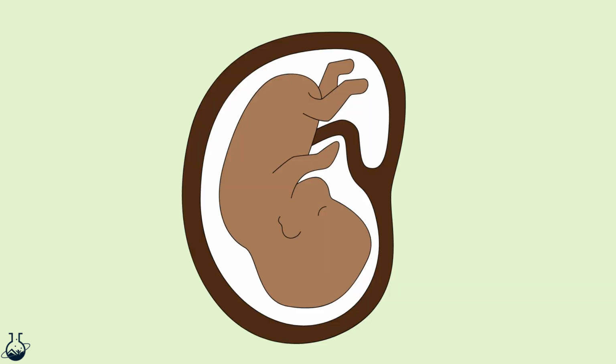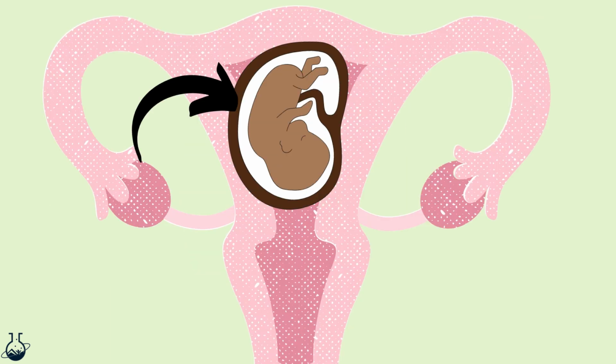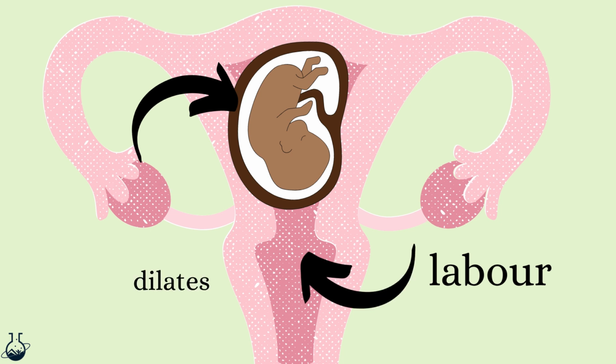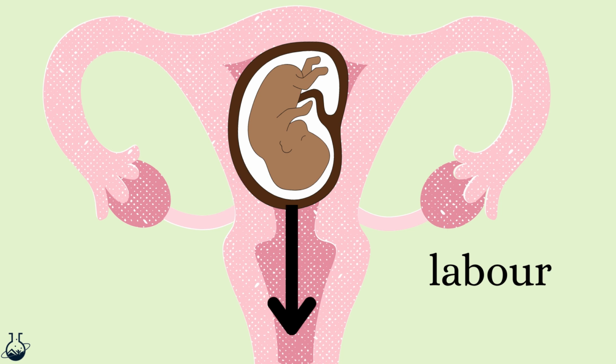Now, when the fetus is ready to be born, the amniotic sac breaks and the fluid exits out the vagina. Now, you may have heard of this as the waters breaking. This triggers the muscles in the wall of the uterus to contract. This is the start of labour, and the cervix relaxes, which causes dilation of the cervix, creating more space for the fetus to move through as it is pushed out.